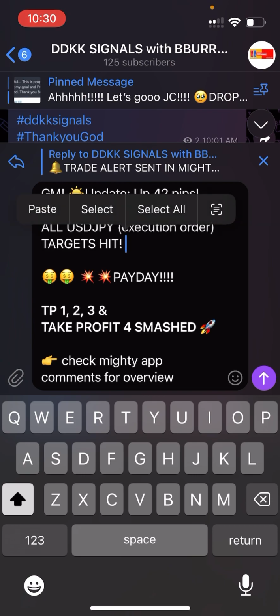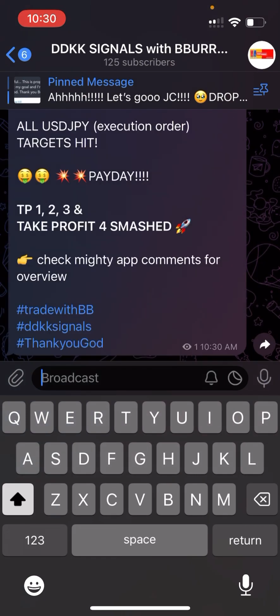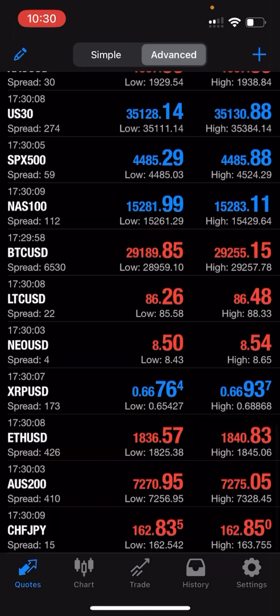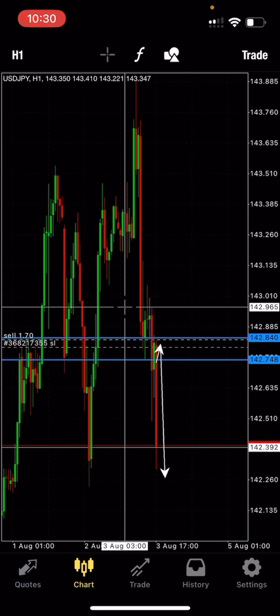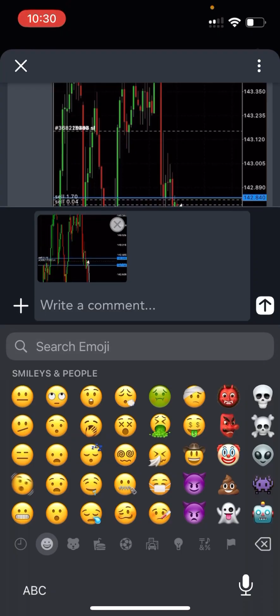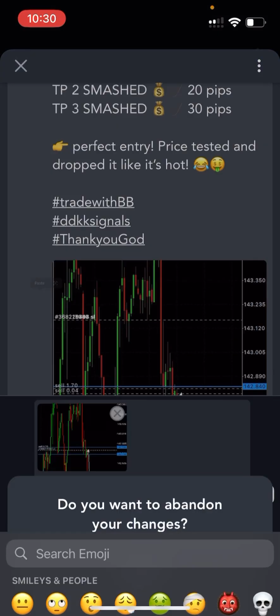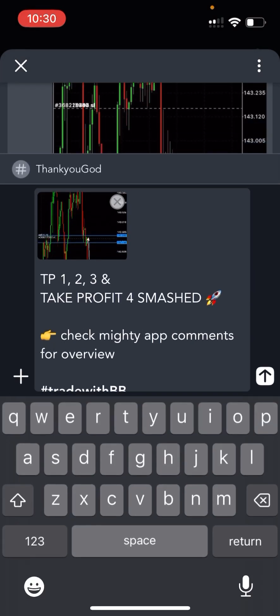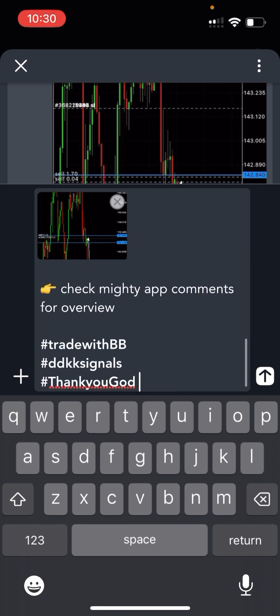Perfect entry. My goodness, this is so simple. All right, then I come here. Did I take a screenshot? I come here and I take a screenshot. And if they're swinging with me, whatever they want to do, it's up to them. The thing about these signals, guys, is you want to have experience. So I'm not here to babysit nobody. All right.